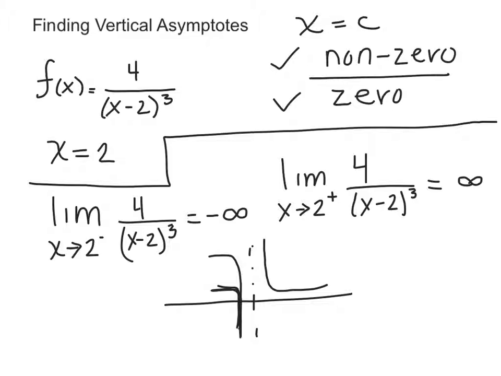So I've left a problem for you to try. I'd like you to see if you can determine if there's an asymptote, and if there is, find the limit from both sides.